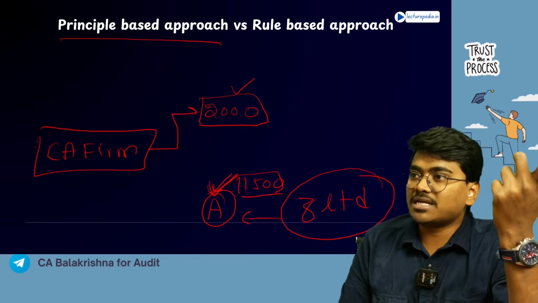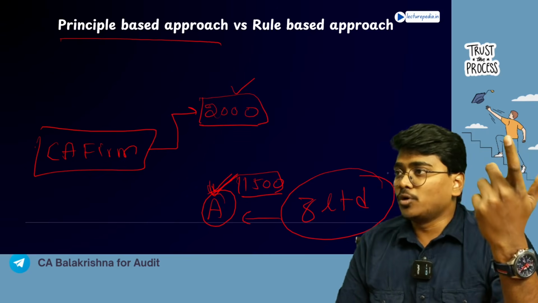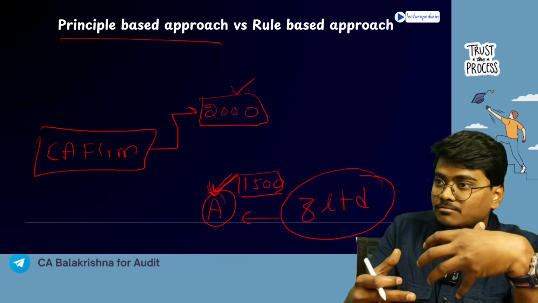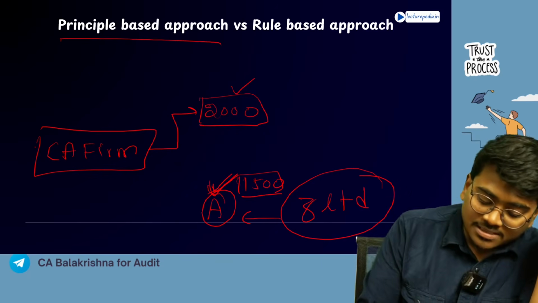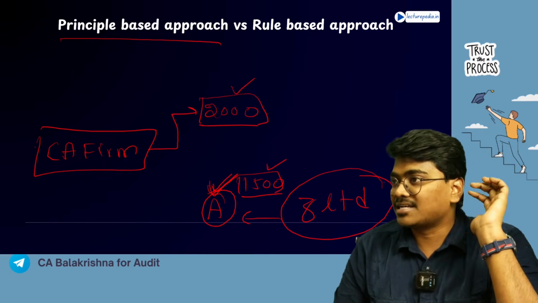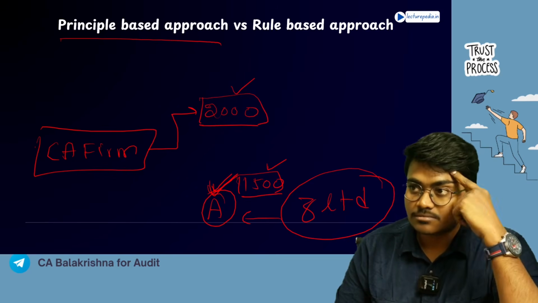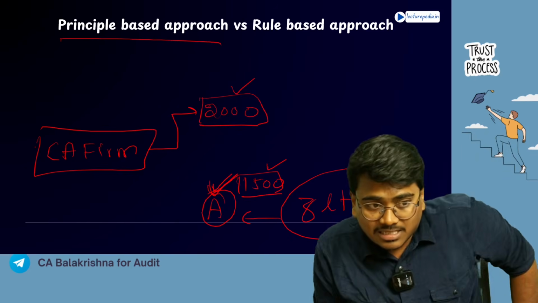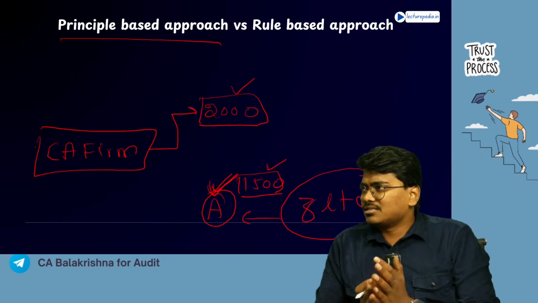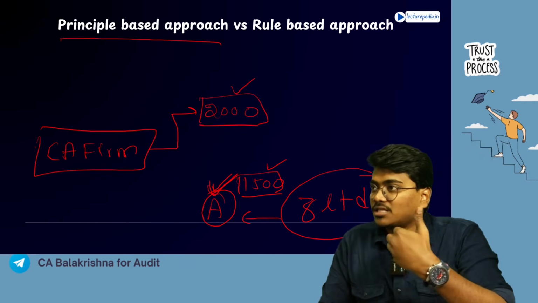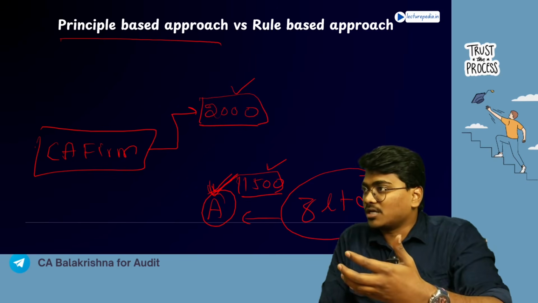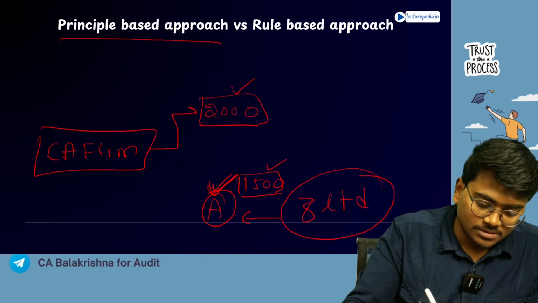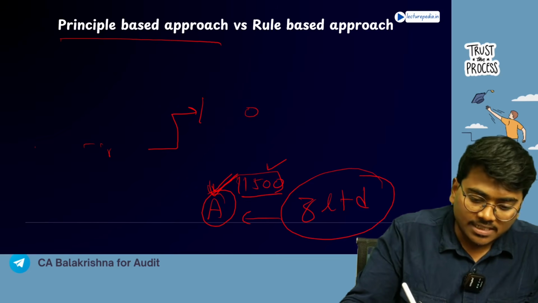Okay, now if Mr. A goes by rules based approach, what is the rule? The rule of the firm is you can take up to 2000. So since the amount is less than 2000, he will accept the gift. Got it? Any doubt? No doubt, right? So this is just the way in which you think, the way in which you follow the ethics. There are two ways for following it: one is principle based and the other is rule based. If you didn't understand, I'll also give another example in the next slide.